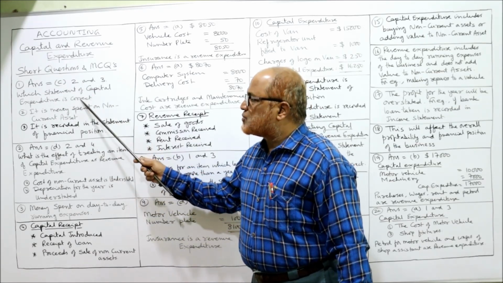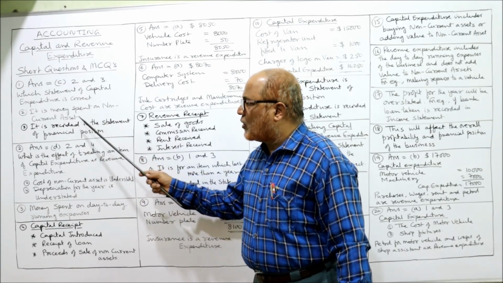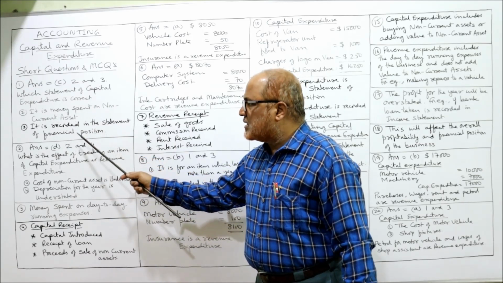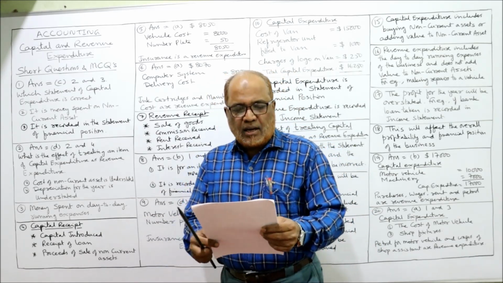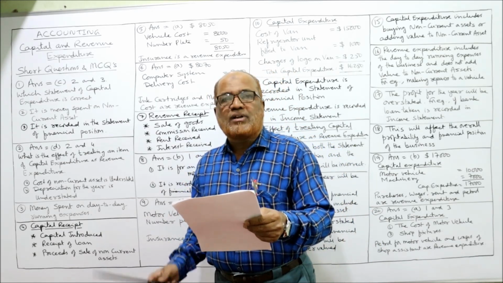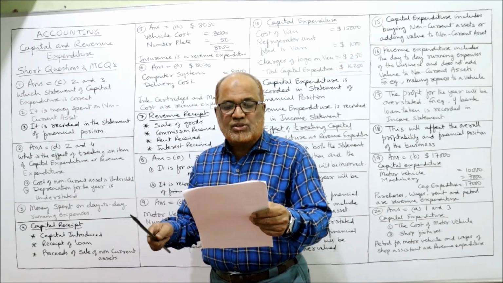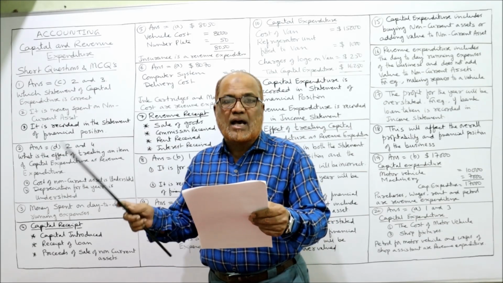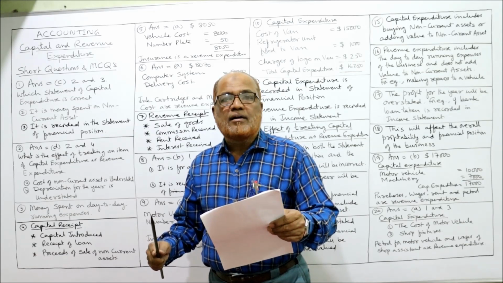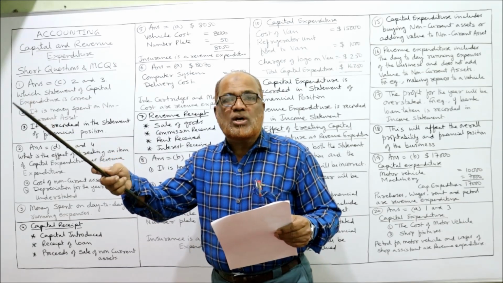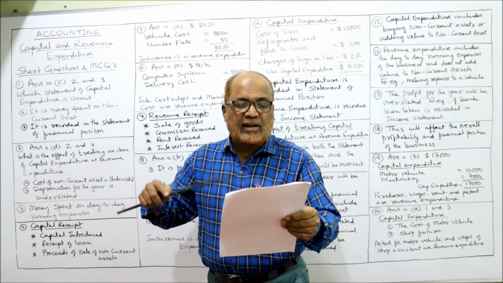Which statement of capital expenditure is correct? It is money spent on non-current assets. It is recorded in the statement of financial position. First question completed. Now second: what is the effect of treating an item of capital expenditure as a revenue expenditure? The accountant has committed a mistake. A capital expenditure is treated as a revenue expenditure.